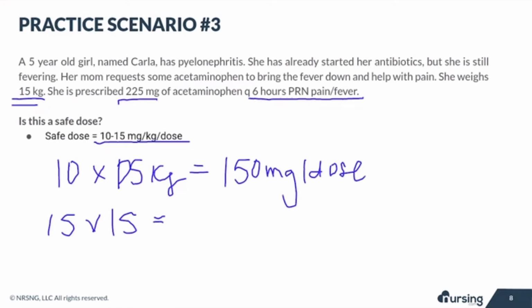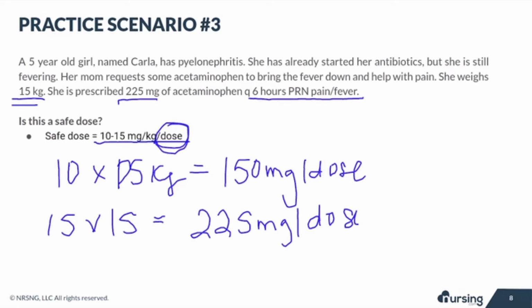And for our upper end of the safe range, 15 times 15, you're going to get 225 milligrams per dose. Now, again, this is the safe range we have is by dose, so we don't have to do any more steps to calculate how much she can have. That's how much she can have per dose. It's not written per day, so you don't have to divide it by the number of times she's going to have it that day. So just to clarify, our safe dose range for Carla for acetaminophen is anywhere between 150 milligrams and 225 milligrams per dose.